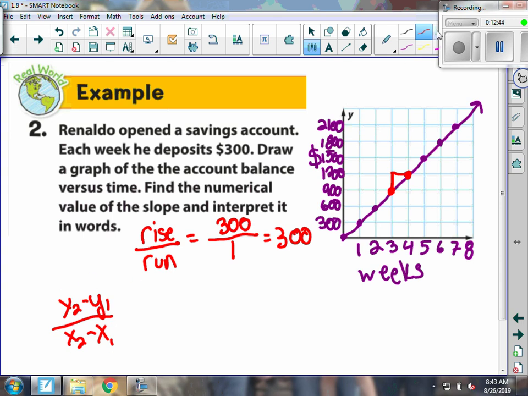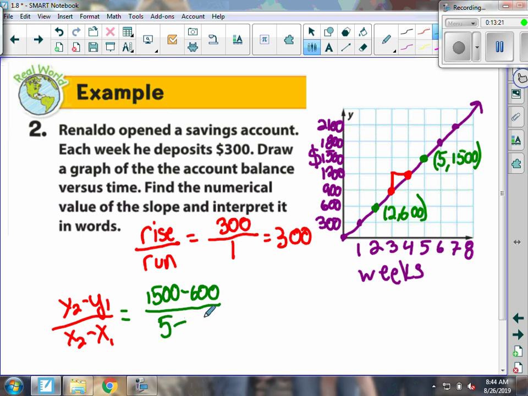y2 minus y1 over x2 minus x1. So if we use our change in y over our change in x, I'm going to pick 2 different points this time. So I'm going to pick these ones. I'm going to write down my ordered pair. So here this is 5 and 1500. And this here is 2 and 600. So my change in y, so that's me 1500 minus 600 over my change in x.